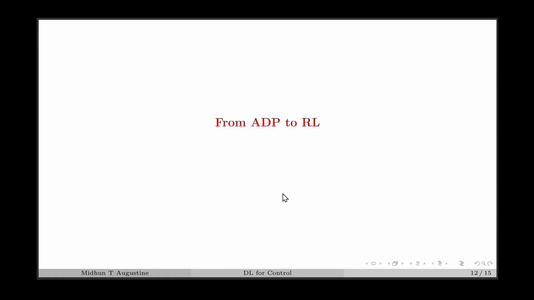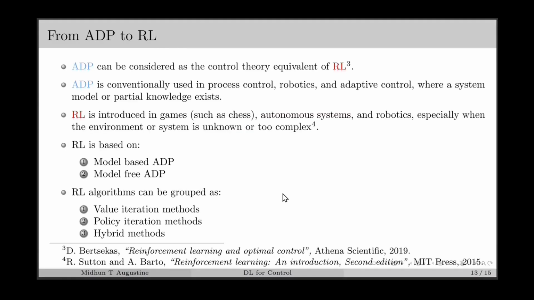Next, we move from ADP to RL, or reinforcement learning. ADP can be considered as the control theory equivalent of reinforcement learning. ADP is conventionally used in process control, robotics, adaptive control, etc., where a system model or partial knowledge of the model is available. RL is a more recent approach which was introduced for solving games such as chess or in autonomous systems and robotics, etc., where the system is unknown or too complex.